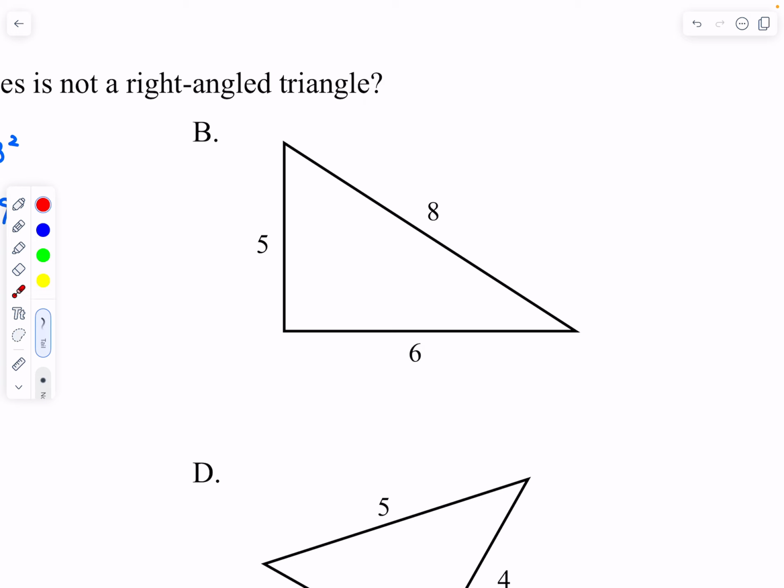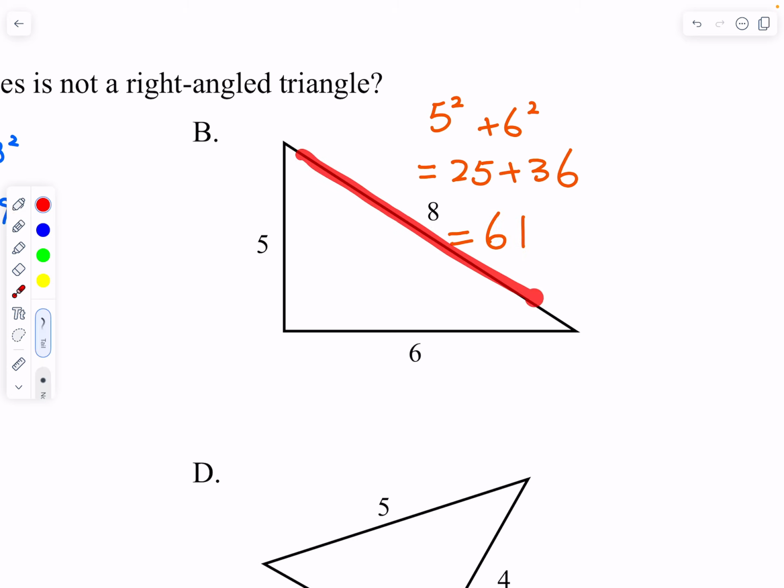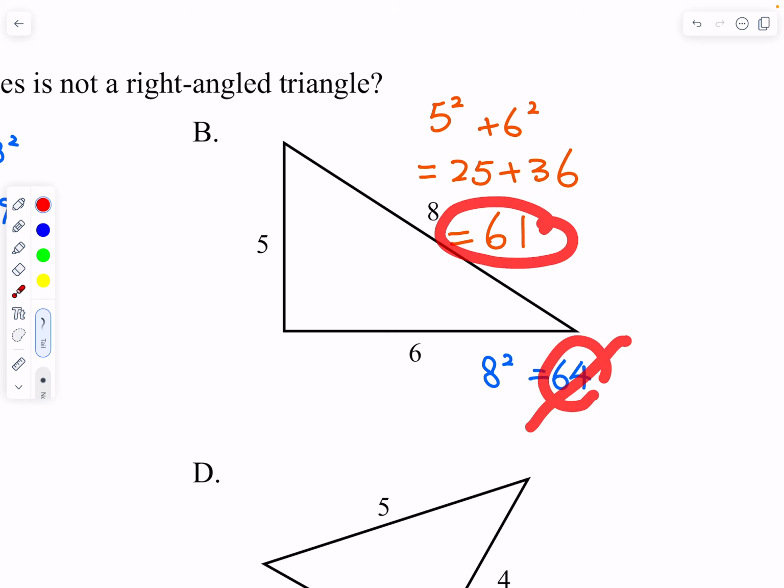Alright, so for question B here, how do I know if this is a right angle triangle? Use the smaller two lines, add up the squares of them. So 5 square plus 6 square, what do you get? 25 plus 36, 61. And then also check the longer line square. 8 square is 64. Are they the same? No, they are not the same.